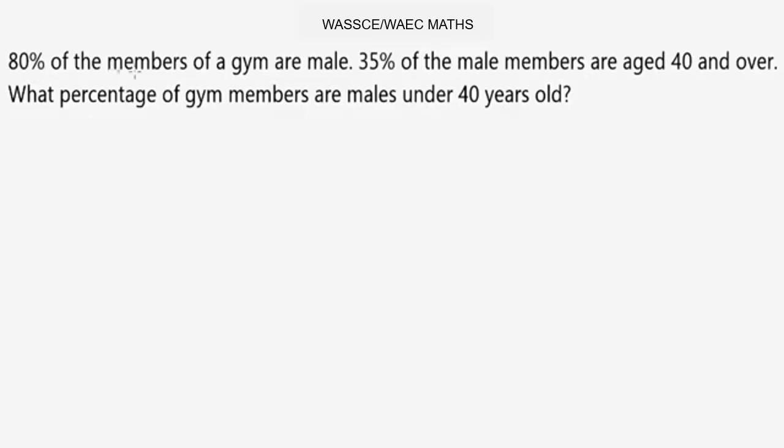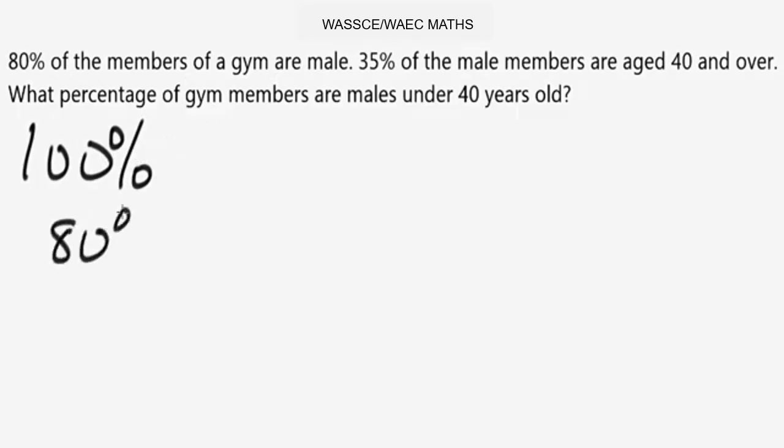Alright, so the first thing you have to do is to establish that the total percentage of the male is 100%. Okay, so out of this 100%, 80% of the members are male from a gym. So that's 80% of the males. Out of these, 100% are members of a gym. Okay, now 35% of the male members are aged 40 and over.